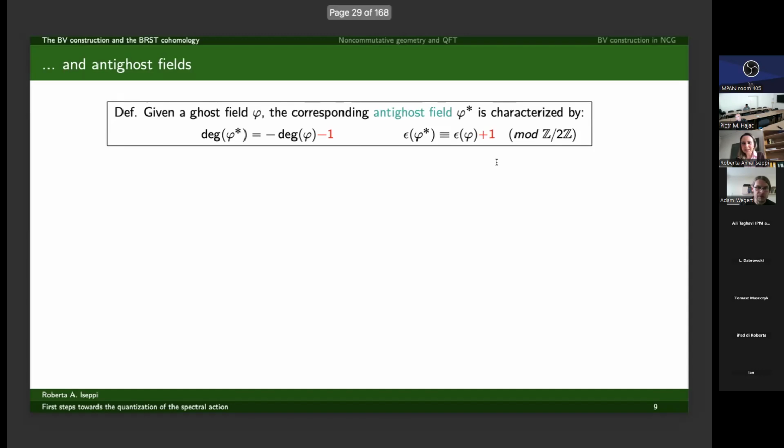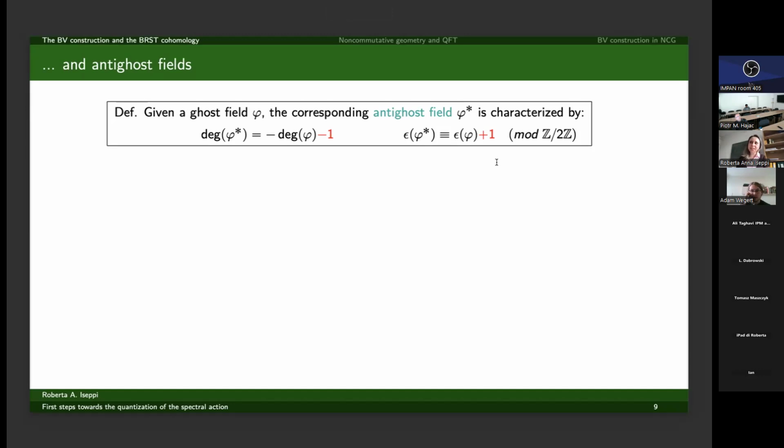And Rim, I have a quick question. Sure. I don't know whether I recall it correctly, but you said that this epsilon corresponds, in case of 0, to bosons, yes, and 1 corresponds to fermions. So this is something like supersymmetry?